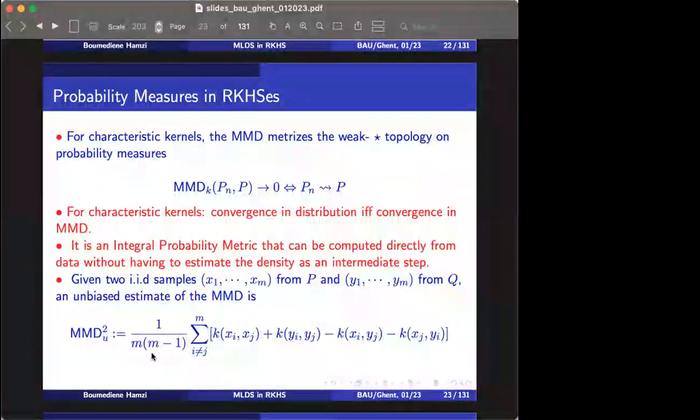So that is, the MMD squared is the sum of k(xi, xj) plus k(yi, yj) minus k(xi, yj) minus k(xj, yi). And that's exactly the expression we'll be using for our computations.